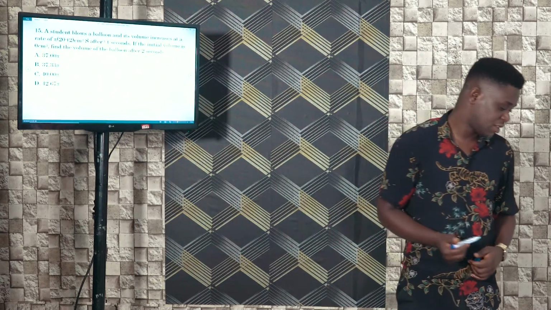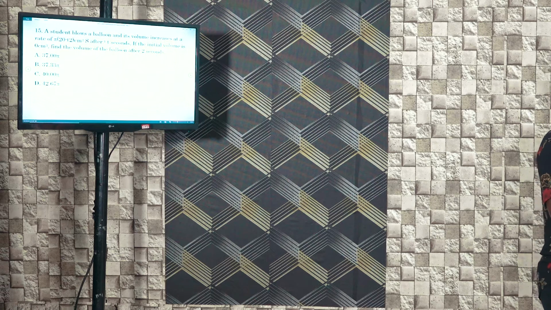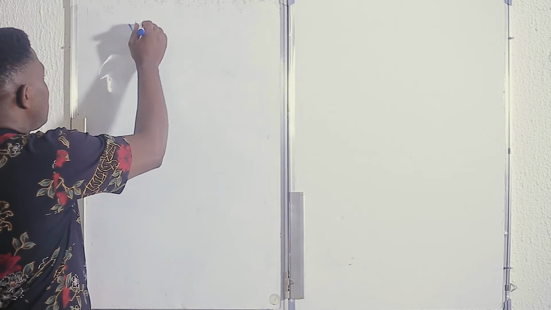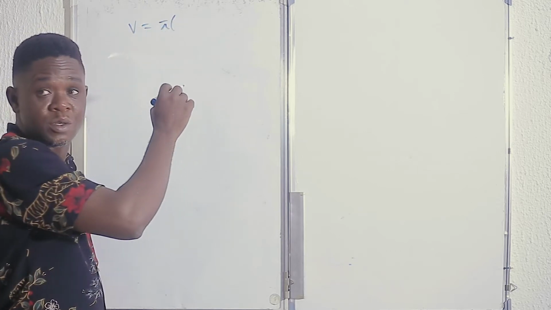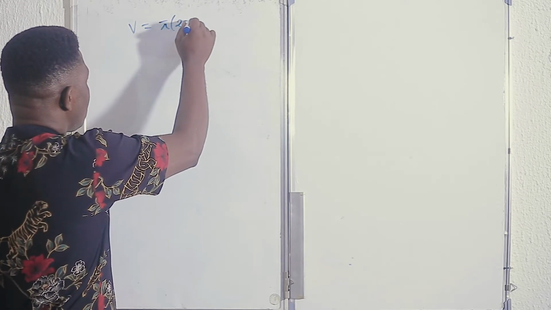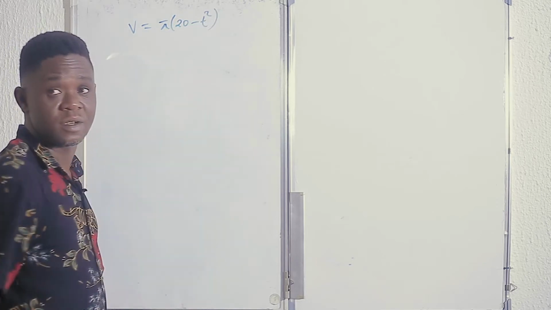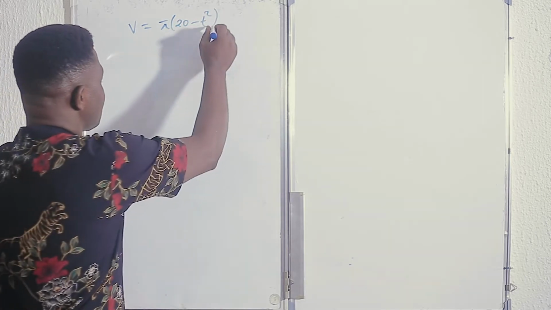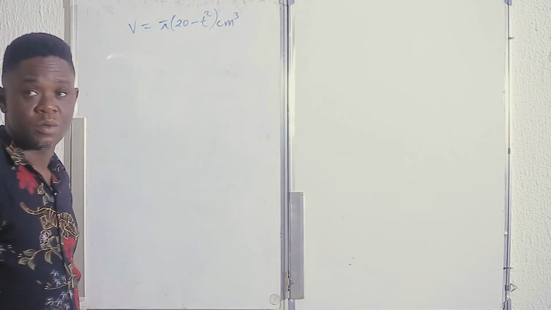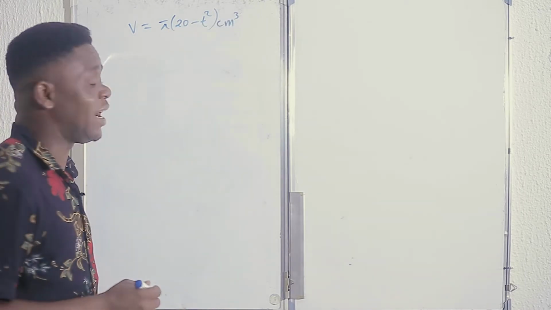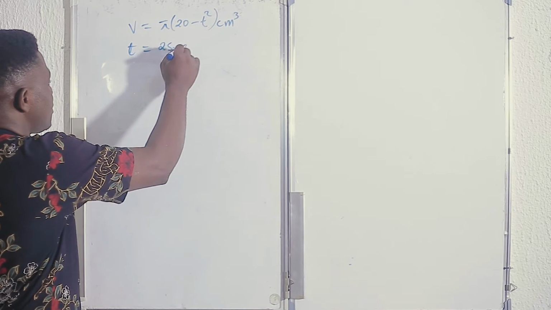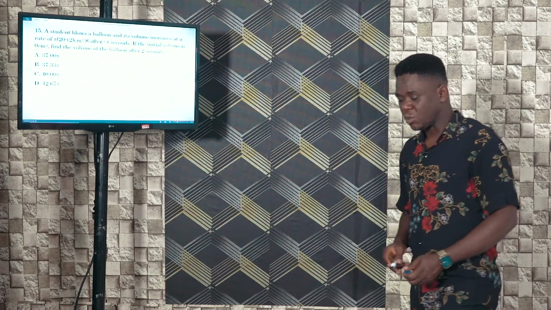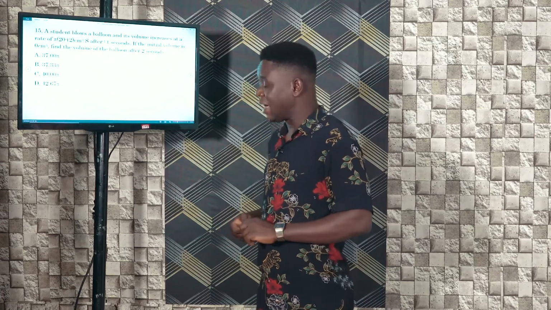So we are given the rate of change of volume with time. So the rate of change of volume is related to time by pi (20 minus t squared) centimeters cubed. So this is what we are given, and then we are asked to find the volume after time 2 seconds. So that's what we are asked to do.